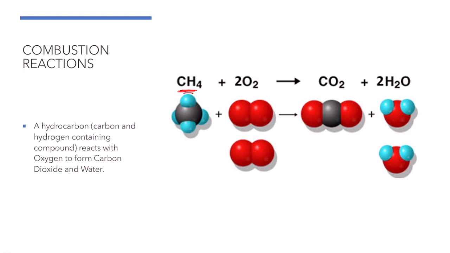It has to react with oxygen gas, and it has to produce at least carbon dioxide and water. Depending on the identity of the hydrocarbon, you might end up with a third product too. But the main idea for identifying a combustion reaction is that we've got a hydrocarbon and oxygen combining or burning together to produce carbon dioxide and water. And that's how we identify a combustion reaction.